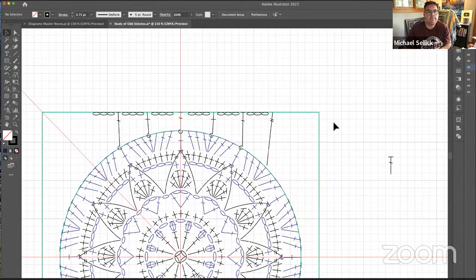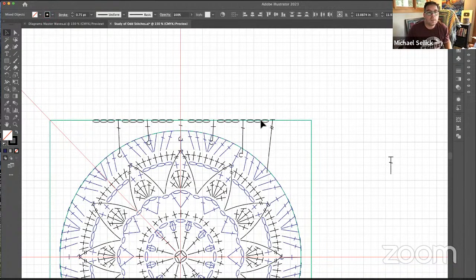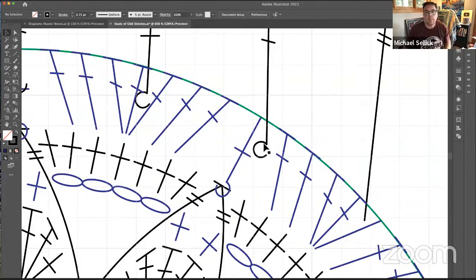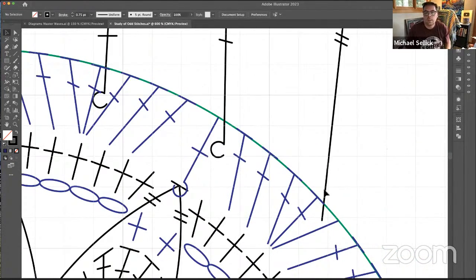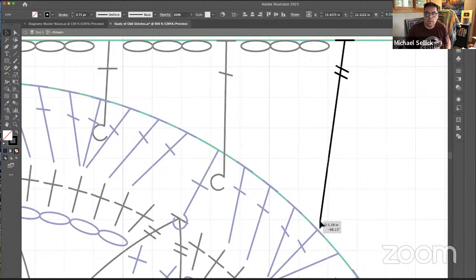So I am feeling that this is too far out. So I'm going to shrink down and make it a little bit more narrow. Reposition. The squares at the corners are a little bit too far out to my point of view.